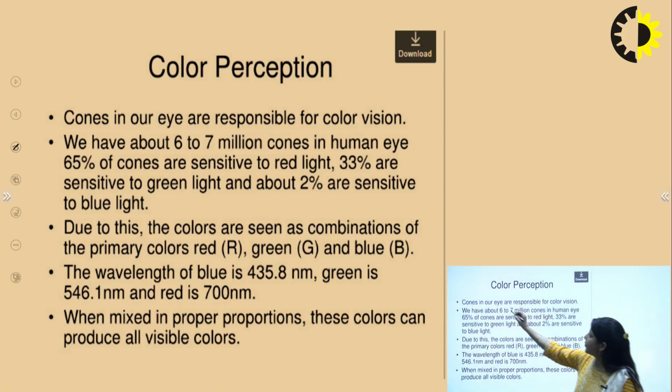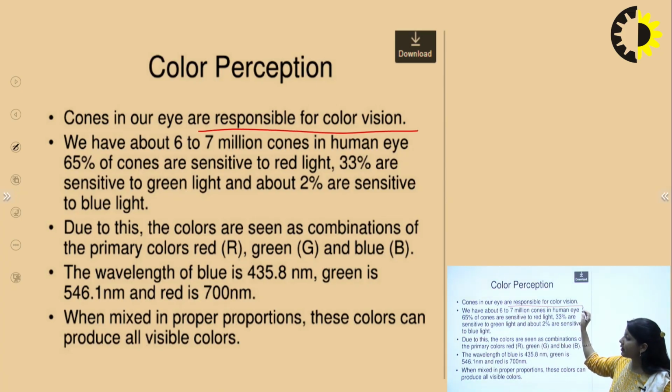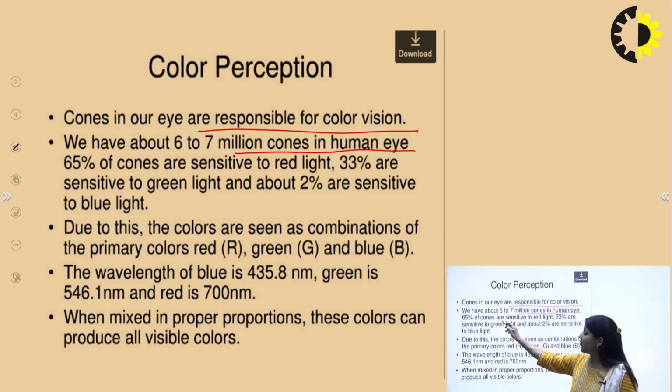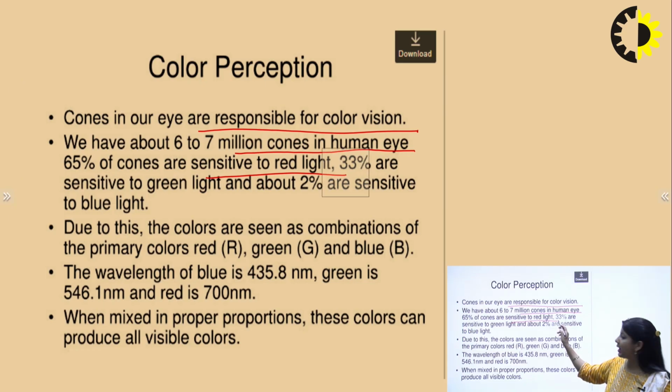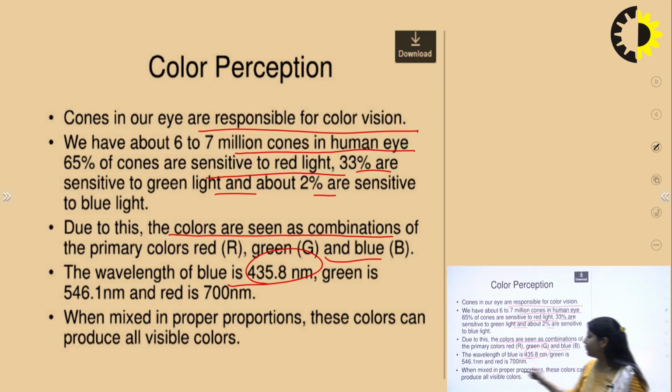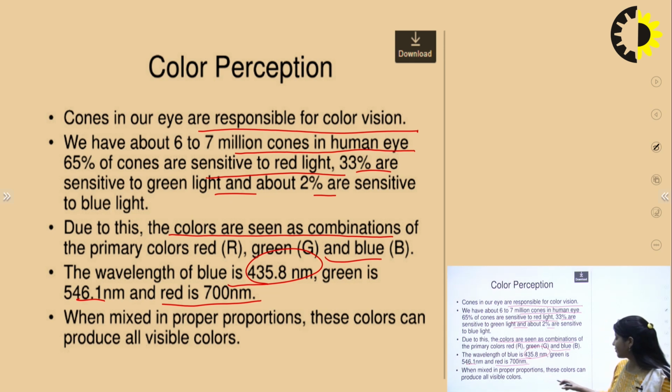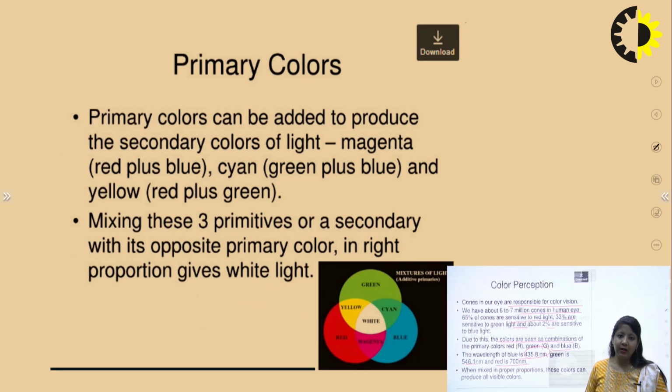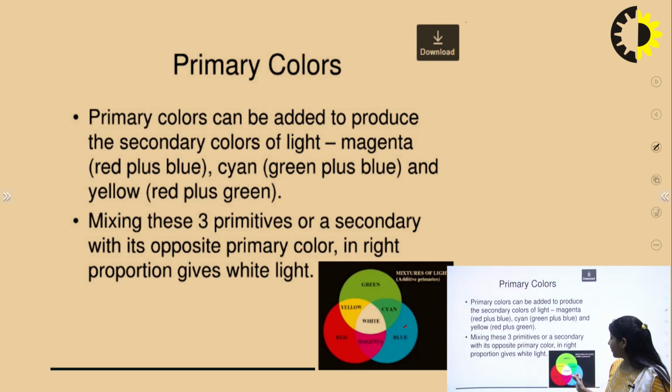Cones in our eye are responsible for color vision. We have 6 to 7 million cones in the human eye. 65% of cones are sensitive to red light, 33% to green, and 2% to blue. Due to this, colors are seen as a combination of RGB. Blue wavelength is 435 nanometers, green is 546, and red is higher, at 700. When we mix these in proper proportion, they can produce all visible colors. So this is a mixture of RGB.